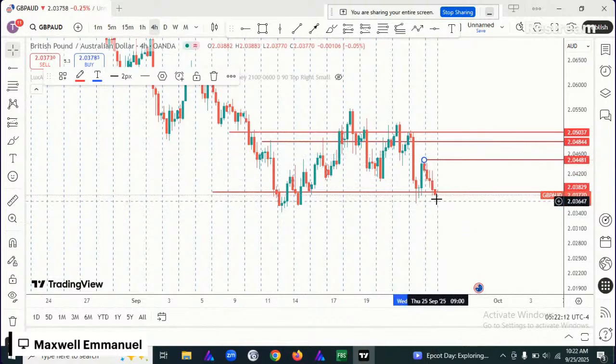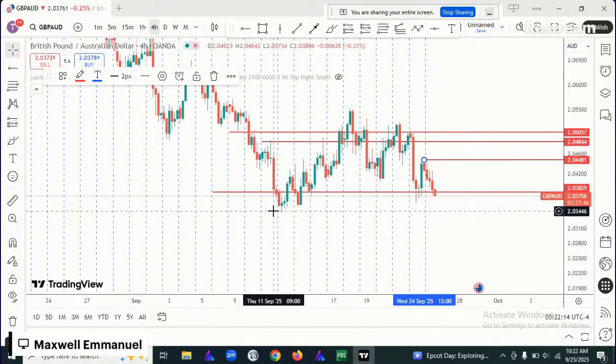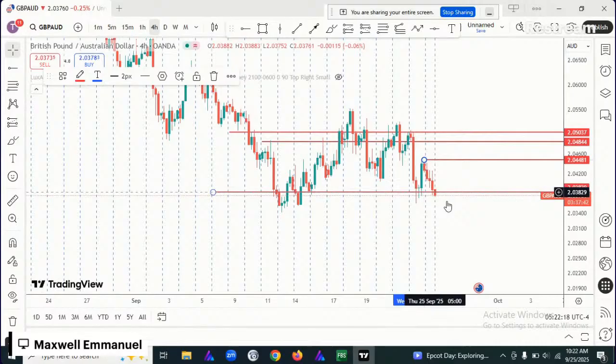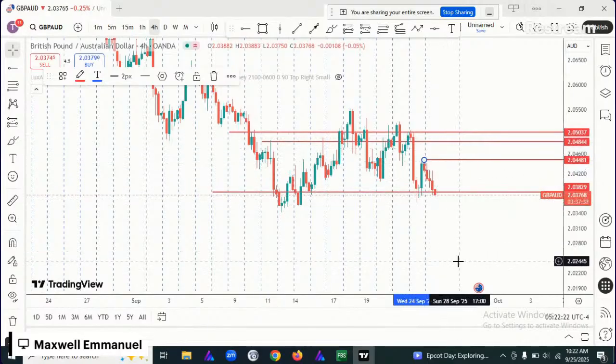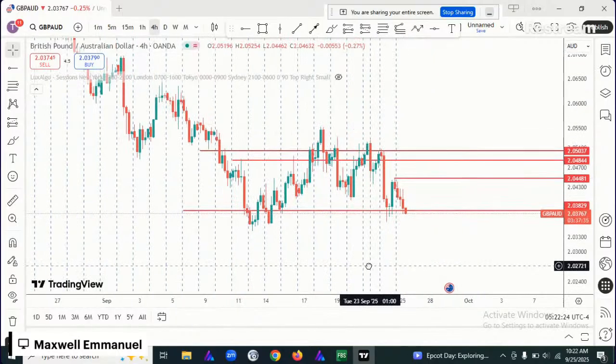Personally, I wouldn't sell from this point, because if you look at it, if we apply our Fibonacci from this swing low to this swing high, this is discount. So I'd love to see price pull back before going bearish. So my bias for GA is sell.